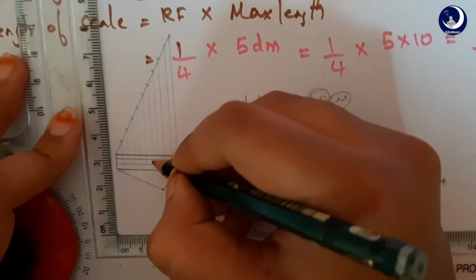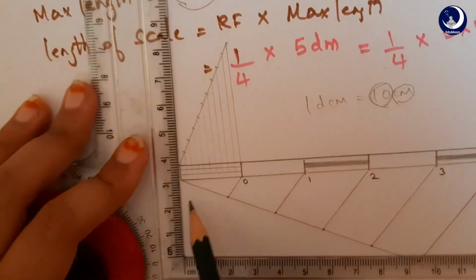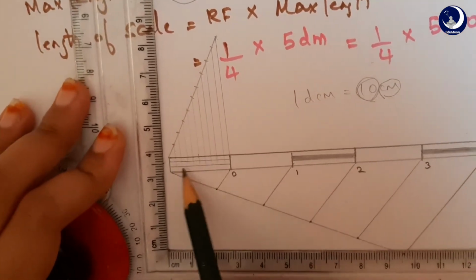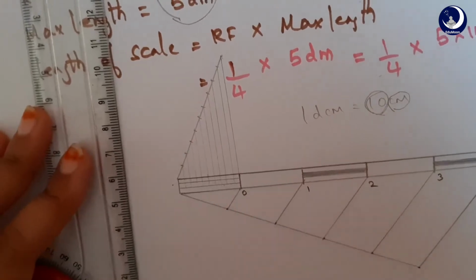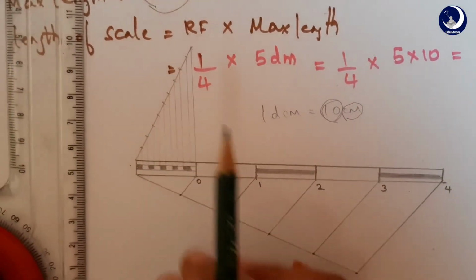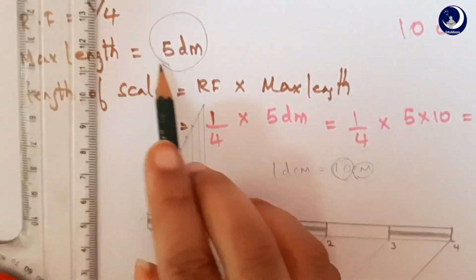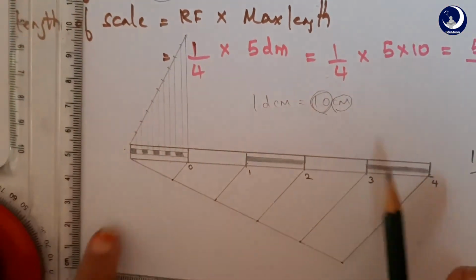So bring these lines down. So now this further got divided. I'm going to shade alternatively. So this scale now represents a maximum length of up to 5 decimeters. That is 1, 2, 3, 4, 5 decimeters.